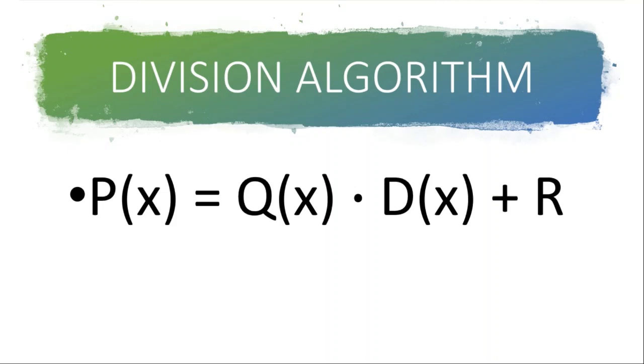Before we divide polynomials, you must remember the division algorithm. The division algorithm states that for any polynomial functions p of x and d of x, there exists a unique polynomial function q of x and r such that p of x is equal to q of x times d of x plus r. That is the same as dividend p of x is equal to the product of the quotient q of x multiplied by the divisor d of x, added by the remainder.